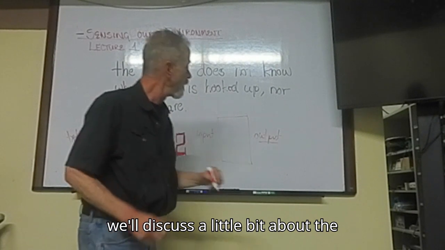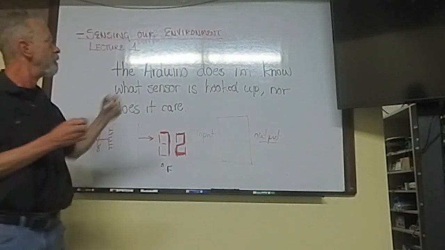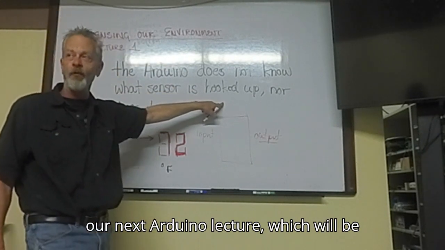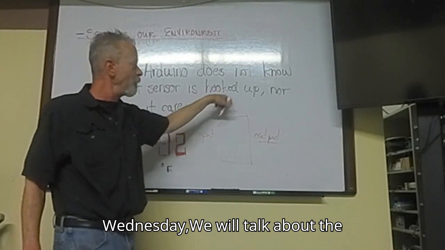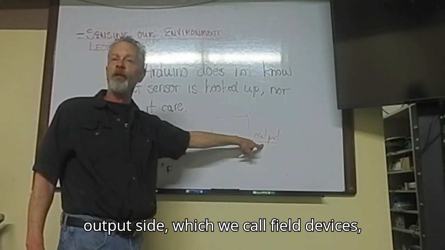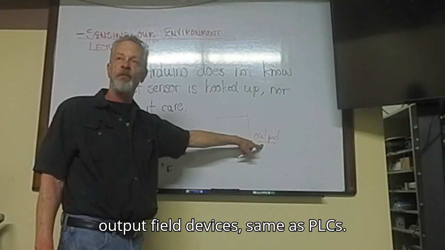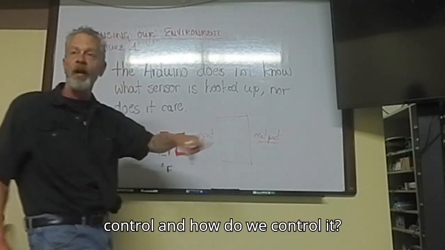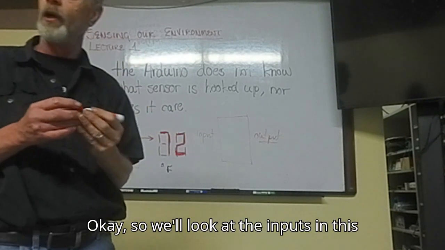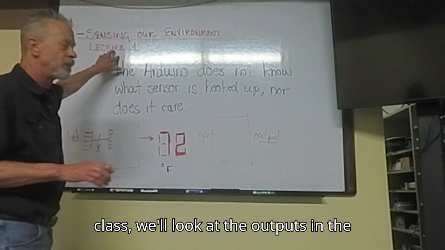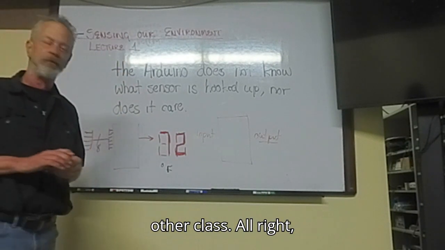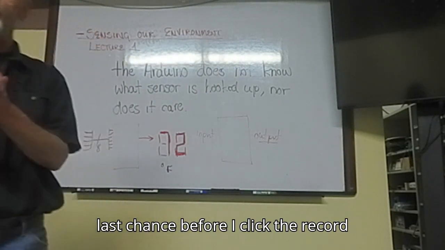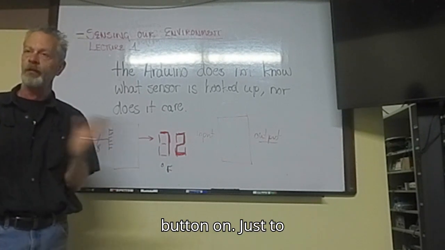Next time we'll discuss a little bit about the outputs, because that is not part of sensing our environment. So in our next Arduino lecture, which will be Wednesday, we will talk about the output side, which we call field devices, output field devices, same as PLCs. What do we use this information that we're getting at the input to actually control, and how do we control it? So we'll look at the inputs in this class, we'll look at the outputs in the other class. All right, any questions? One last chance before I click the record button off.